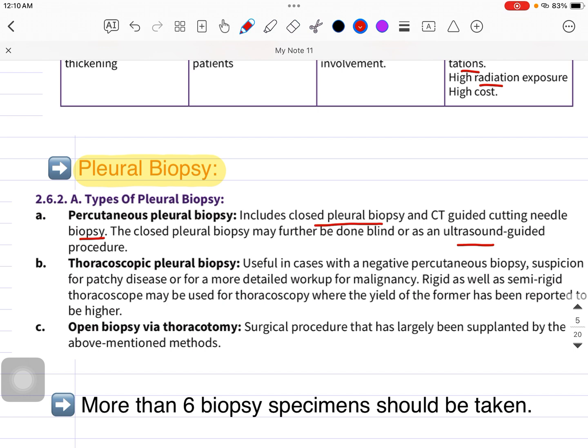In those cases we shall go ahead with the thoracoscopic pleural biopsy. And if we are still not able to find the results, then we shall go for the last one, that is the open biopsy via thoracotomy. That is the surgical option basically. This is the invasive one, a surgical procedure that has largely been supplanted by the above mentioned methods. The first one is the percutaneous pleural biopsy, simple. The second one is the thoracoscopic pleural biopsy. We need to do the thoracoscopy and then take the biopsy. Both rigid or semi-rigid thoracoscope can be used in this case. And if even then we are not able to find the cause, then we shall go for the surgical option, that is the open biopsy via thoracotomy, right?